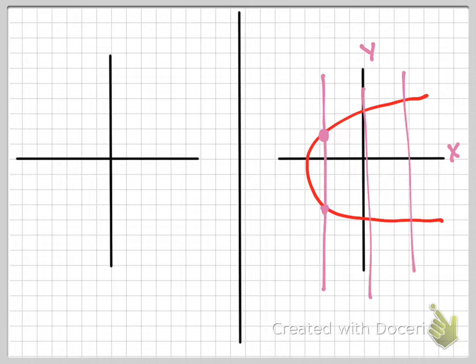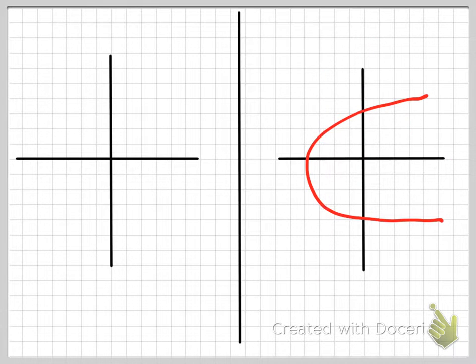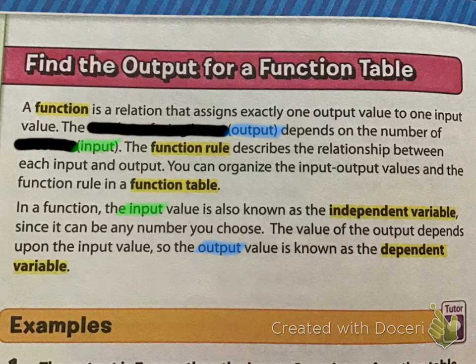So here, I'd have one x value, but two different y values. So a function cannot look like that. A function must have one x per one y. That is what a function looks like. It follows that pencil rule.